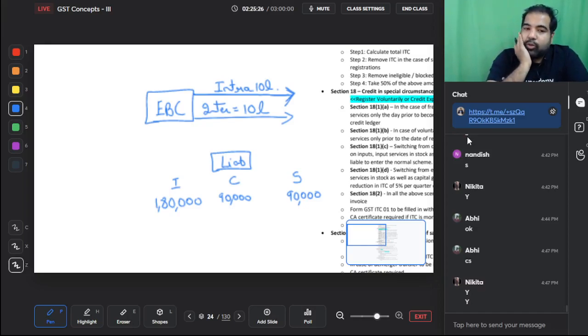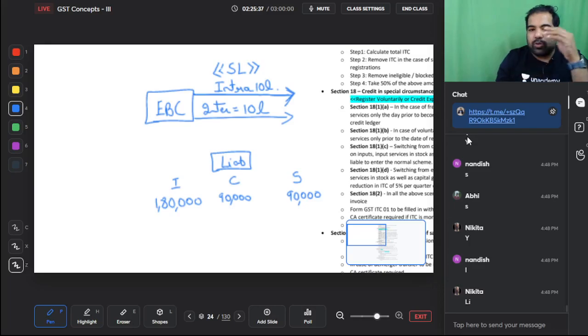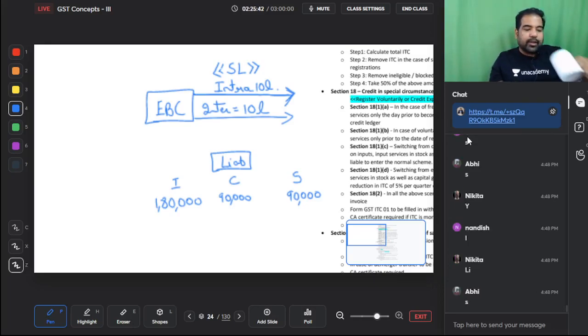Guys, please tell me, have you made any supplies in this month? Yes. And supplies create what, guys? Supplies create liabilities. So can you see the liability? IGST, C and S: 1,80,000, 90,000 and 90,000.